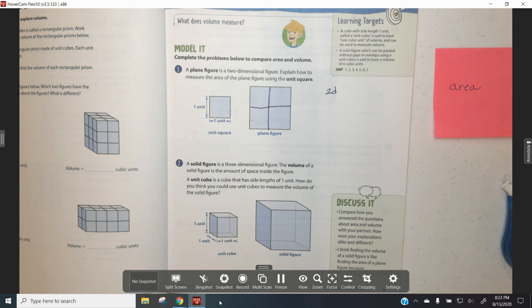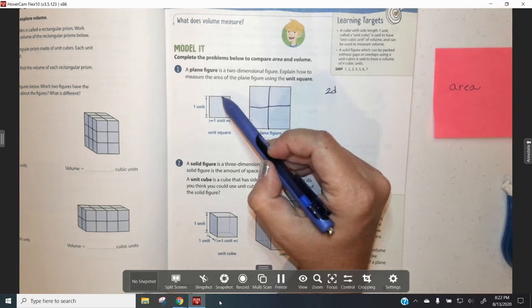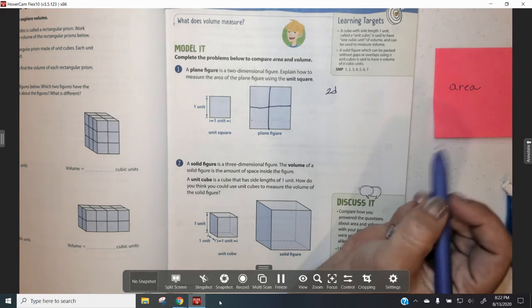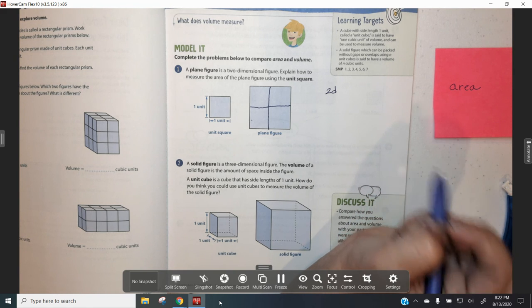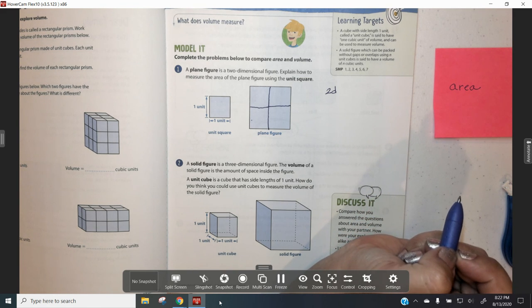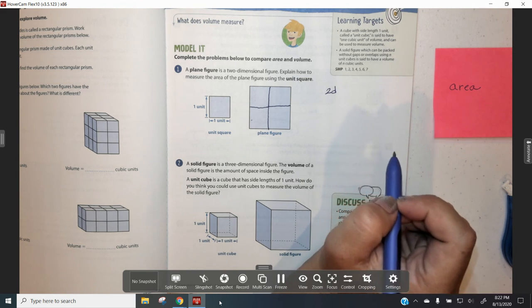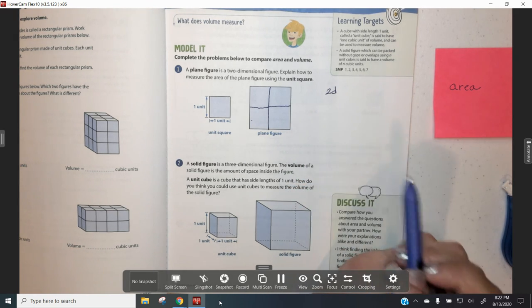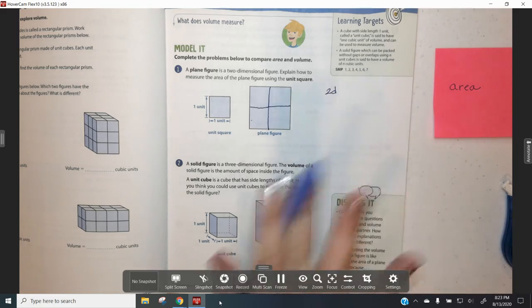The way that you want to do it is take this unit square and cover this plane figure with no gaps and no overlaps. You want to cover it completely, but not leave any open space or cover the shapes on top of each other.